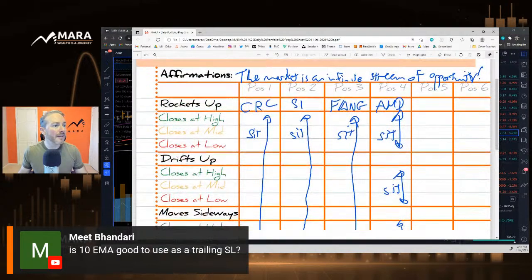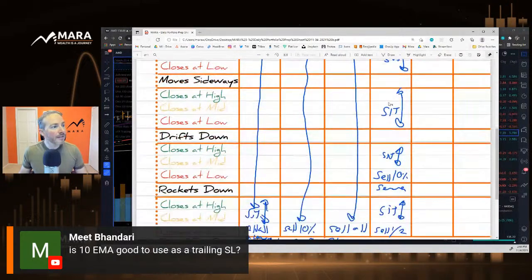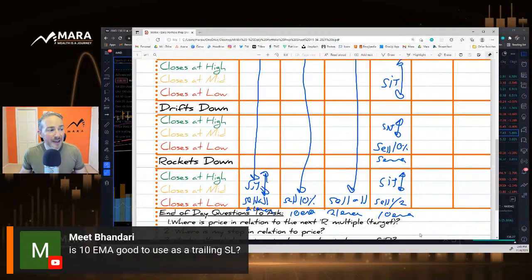So for AMD, you can see that in most cases, the answer that I have right now is to sit. And it's really only if it closes at the low, if it drifts down and it's below the 5 EMA, then I'll look to sell 10% today, right? If it rocketed down, then I would sell half of my position below the 10 EMA.